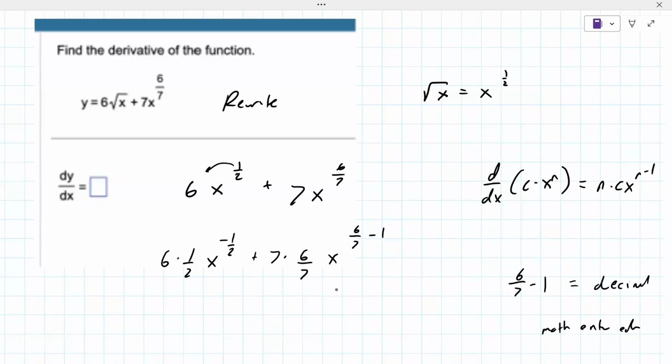And then if you're struggling with how to manipulate the numbers times the fractions, there's no judgment. There's just, hey, use the calculator. If you're not sure what 6 times 1/2 is or 7 times 6/7, just put it in the calculator.